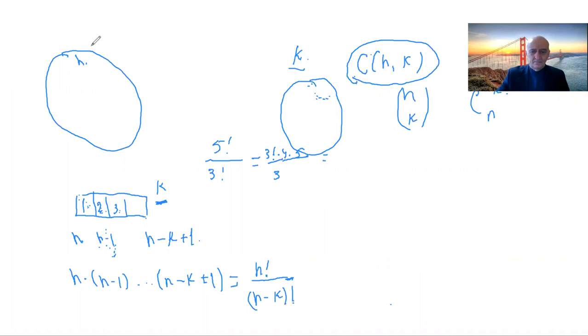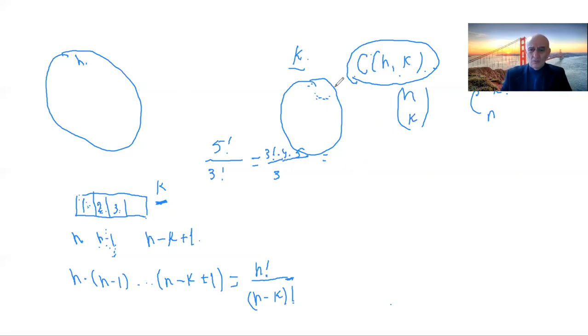Now we remember that k element from n element I can choose in C n k ways. I don't know what is this formula, but I denote it by C n k. At the same time, C n k I can describe as number of subsets with k elements, with exactly k elements.